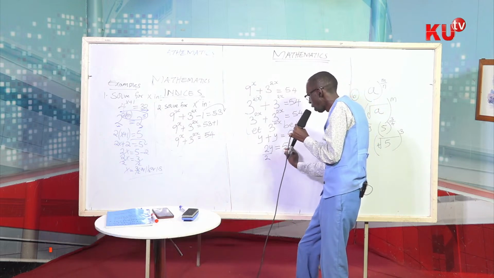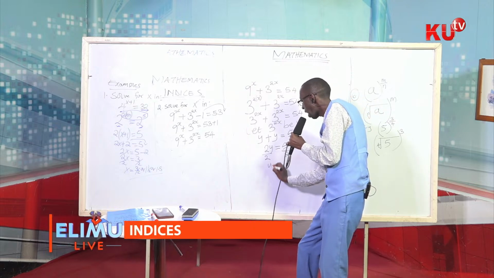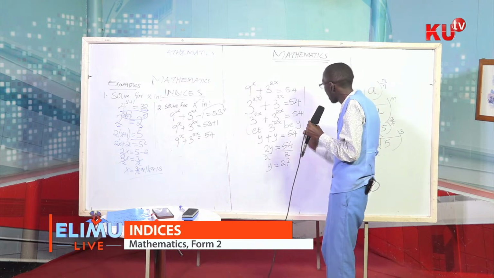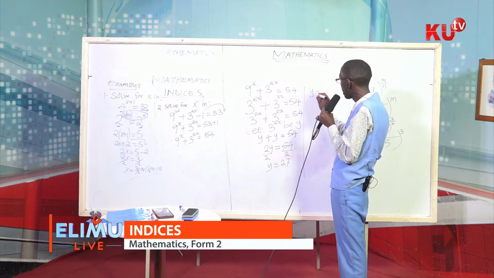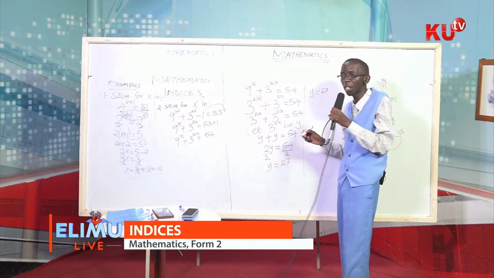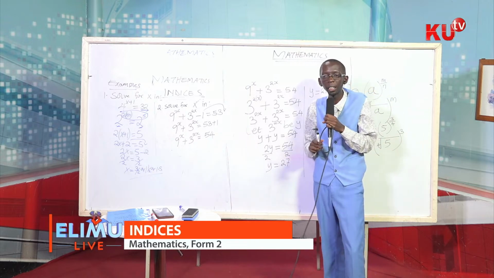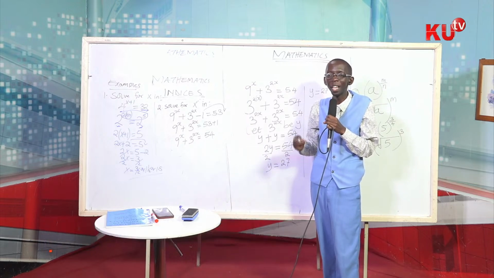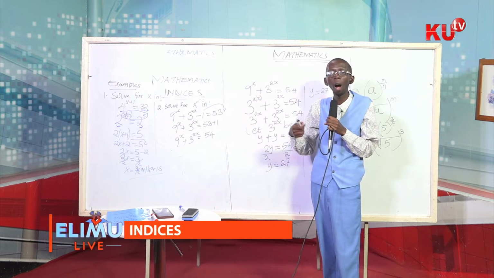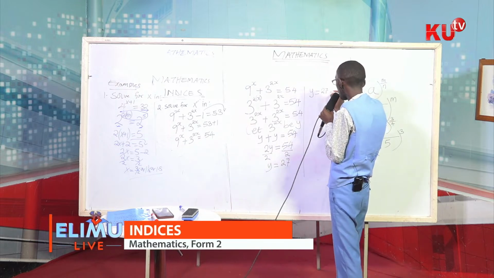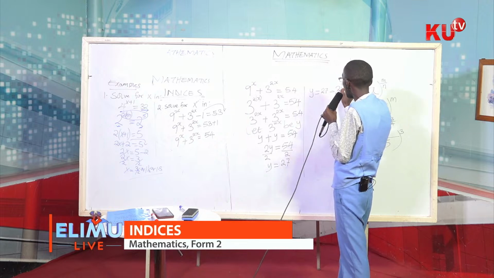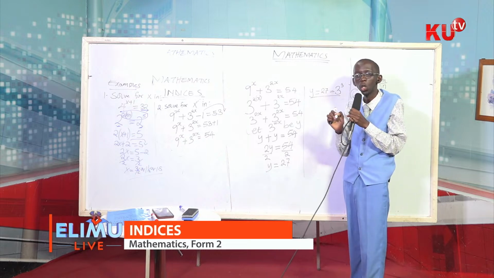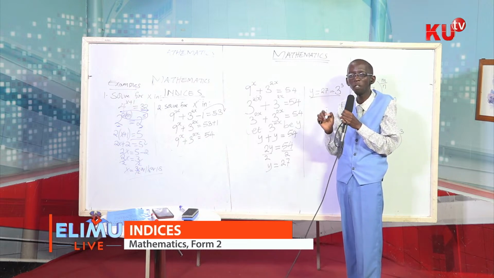Divide by 2, divide by 2. Your value of y is 27. You have gotten your y as 27. Ask yourself, 27 is the same as 3 to power what? 27 is the same as 3 to power 3. So you have gotten the value of y.